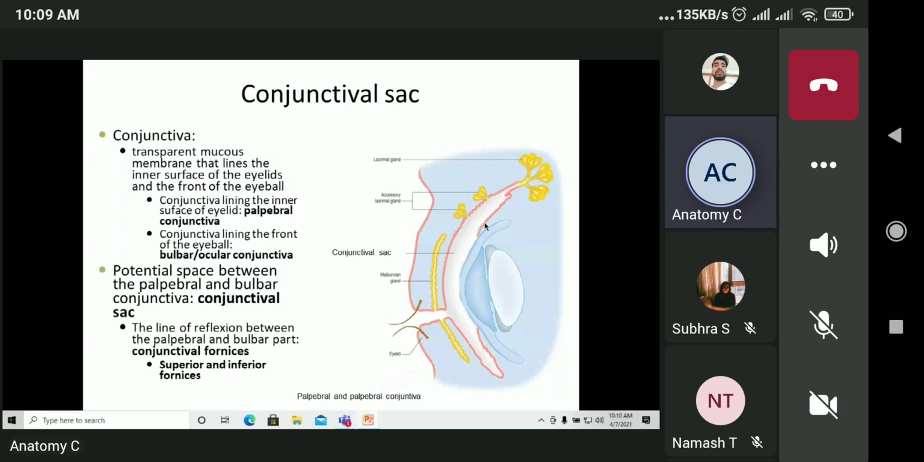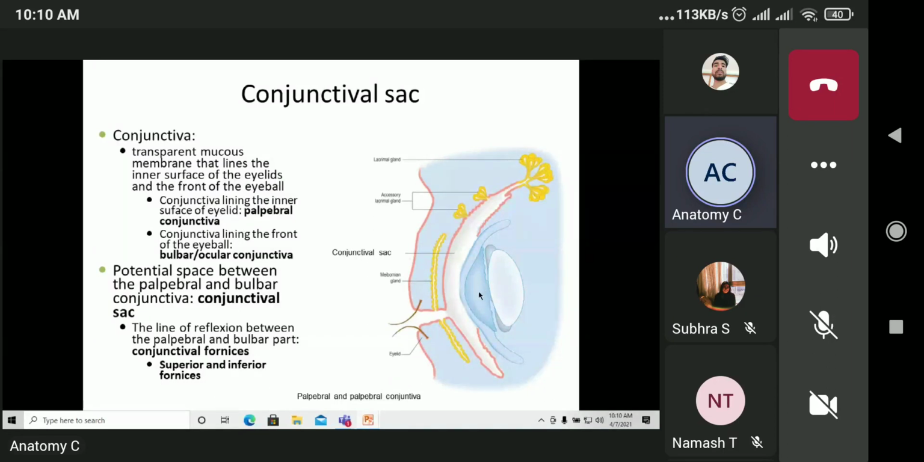Now we'll talk about the conjunctival sac. Look at it. This is the upper eyelid, this is the lower eyelid, this is the eyeball. So this is the conjunctival sac. The conjunctiva is a transparent mucous membrane that lines the inner surface of the upper eyelid and the front of the eyeball. So the conjunctiva goes from the inner surface of the upper eyelid to the front of the eyeball. Similarly, it comes like this in the lower eyelid also.